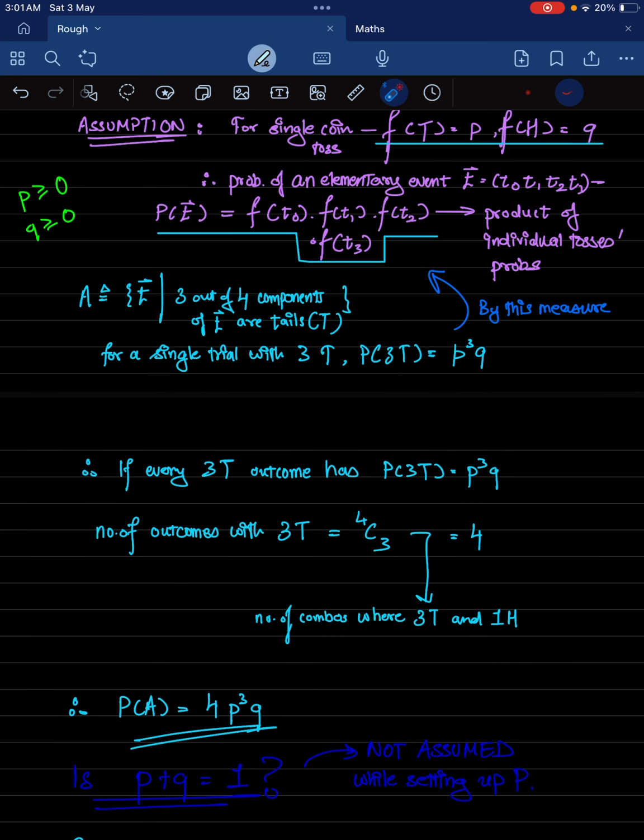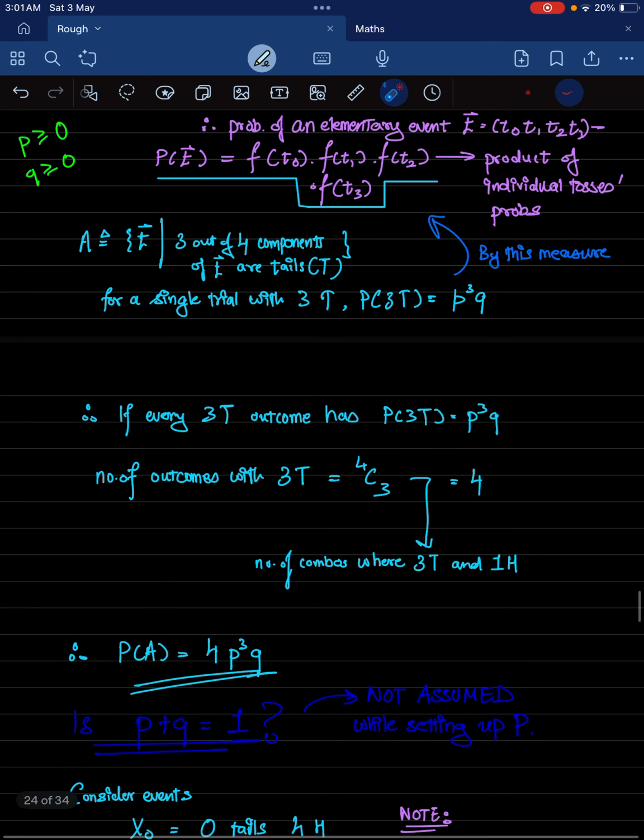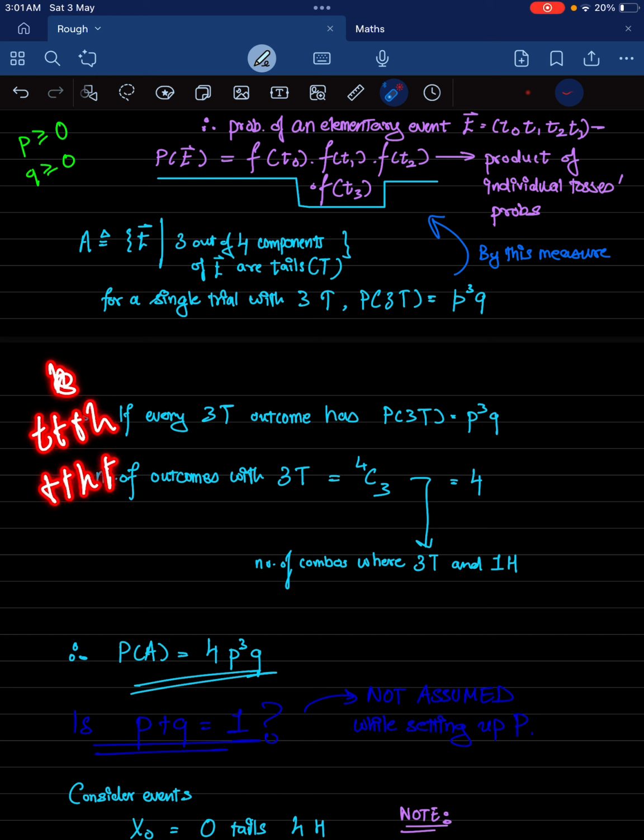Now this is valid for every 3 tails 1 heads outcome. How many of them are there? How many 3 tails 1 heads outcomes are possible in the sample space? There are 4 of them possible. TTTH, TTHT, THTT, and there is HTTT. So there are 4 of them.